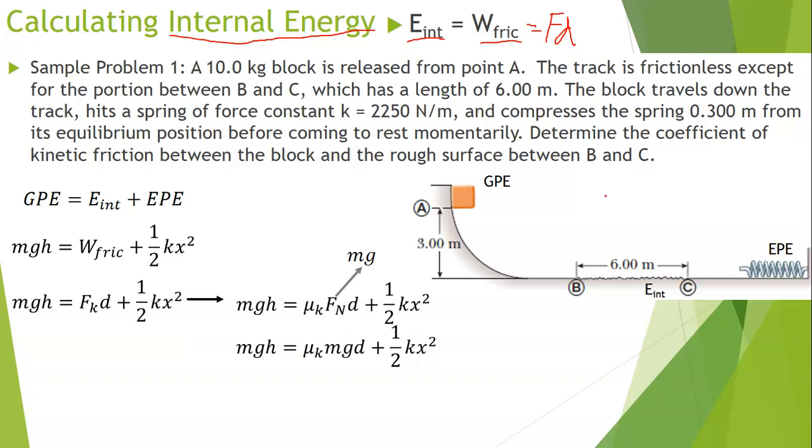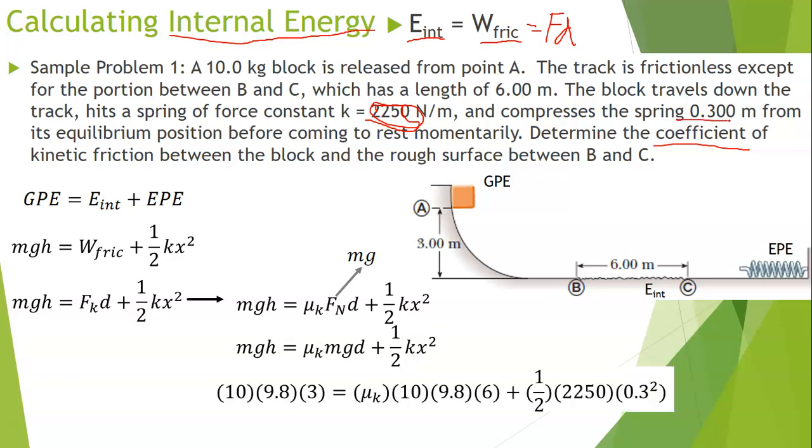So what are we actually looking for here? We're determining the coefficient, so this mu right here is going to be our missing variable. We should have information for everything else. So m is 10, g is 9.8, h is 3. Again, it's 10, 9.8. d is 6. We're given the spring constant, it's this number right here. And x is the 0.35. I'm going to move on to the next slide to do the rest of the problem.